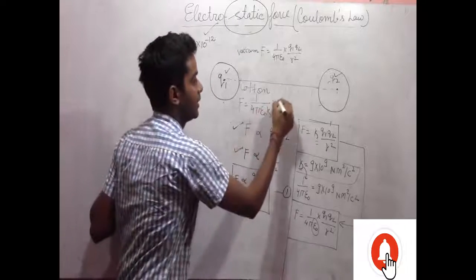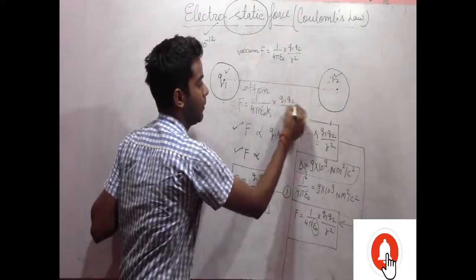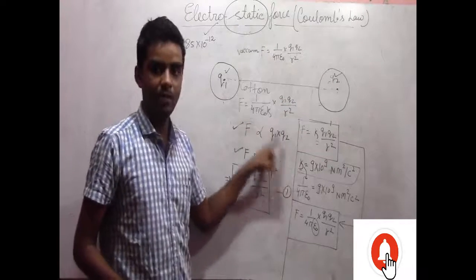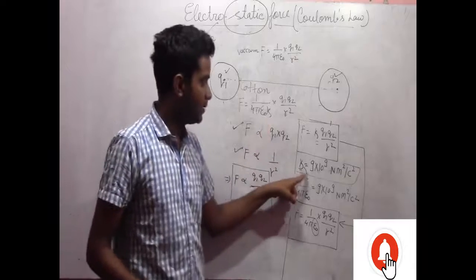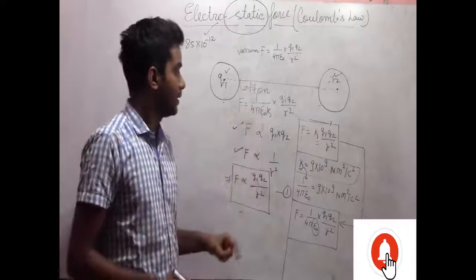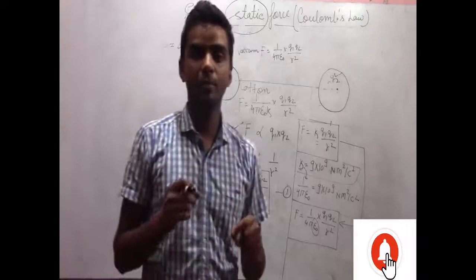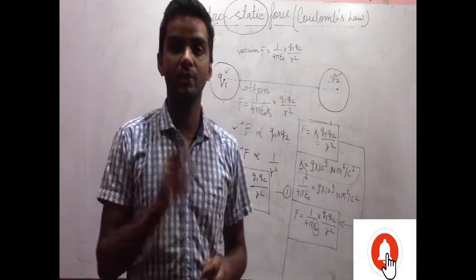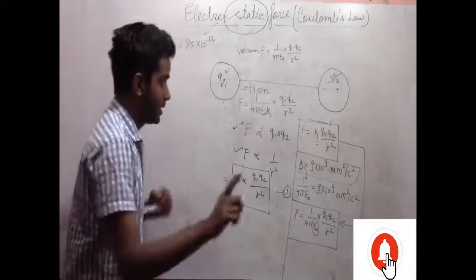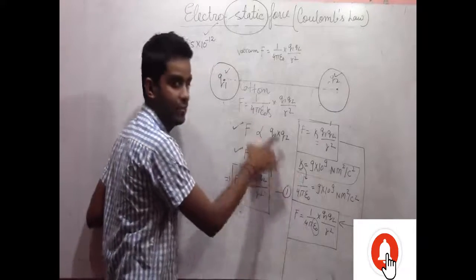Now, Q1 Q2 upon R square. This K and this K is different. Remember it. Its K value is 9 into 10 raised to the power 9. But here K is the permeability constant of a given medium. Remember it, this K and this K is different.